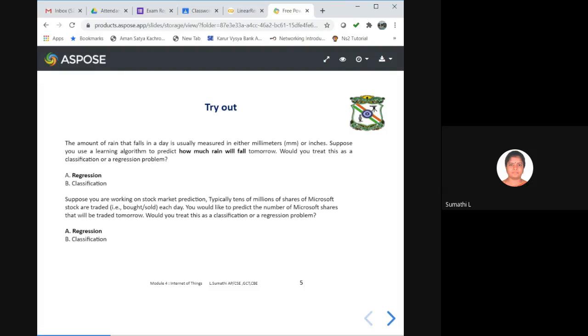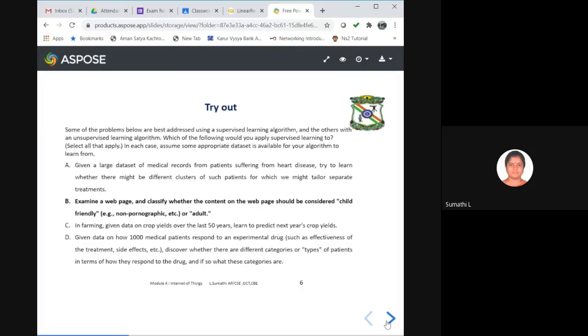That is the one line difference. It depends mainly on the data. If you use labeled data, then that is supervised learning. If you use data without labels, or unlabeled, to train the machine, then that is unsupervised learning. Is it okay? Yes, fine. Okay.